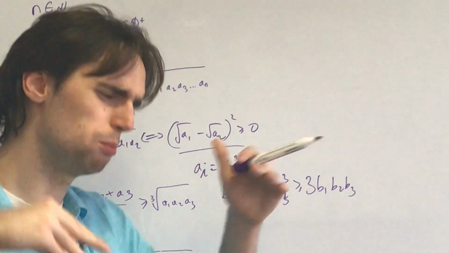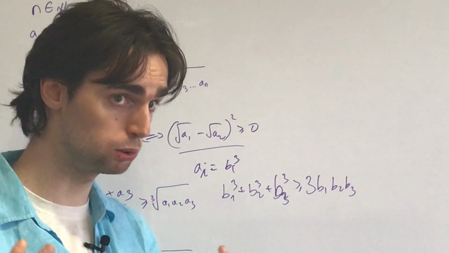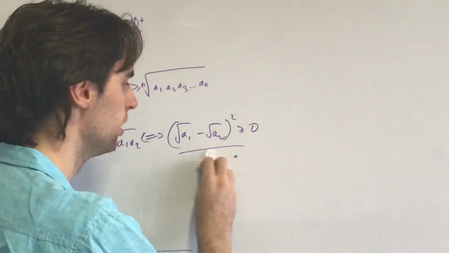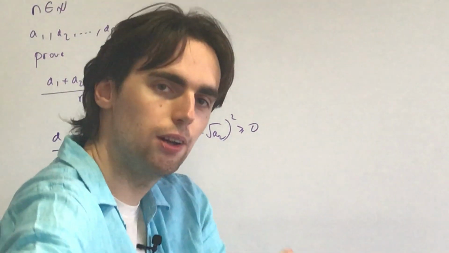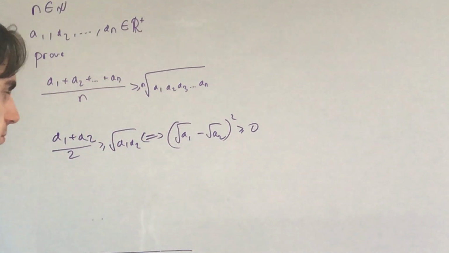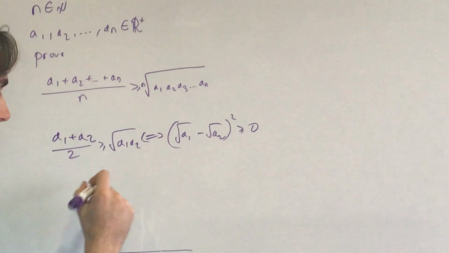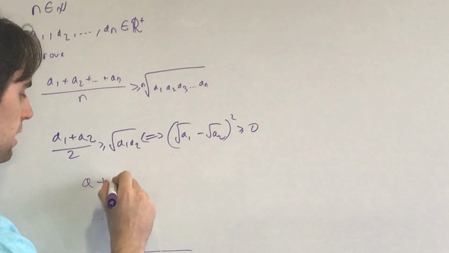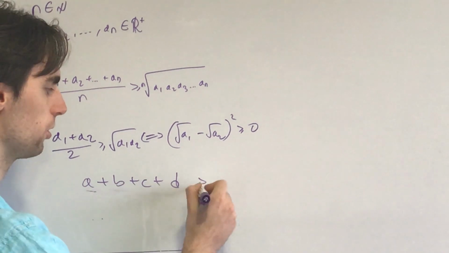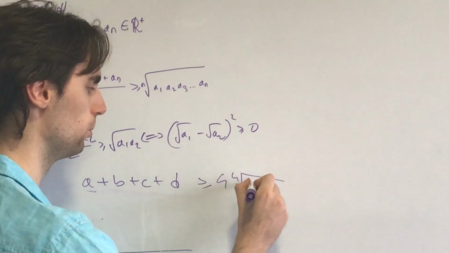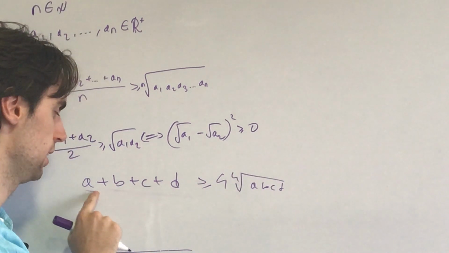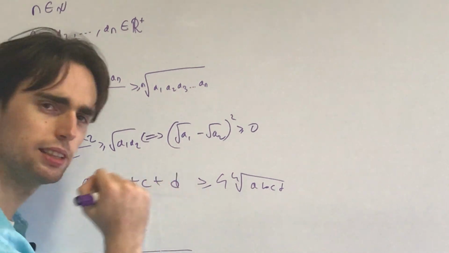This is a higher order problem solving strategy: when you can't figure something out, try to see if there's something else you might figure out on another case that could be useful for the lower case. Now, for n equals 4, what do we have? We need to prove that (a + b + c + d)/4 is greater than or equal to the fourth root of abcd. Now, can we prove this in any way, shape, or form?